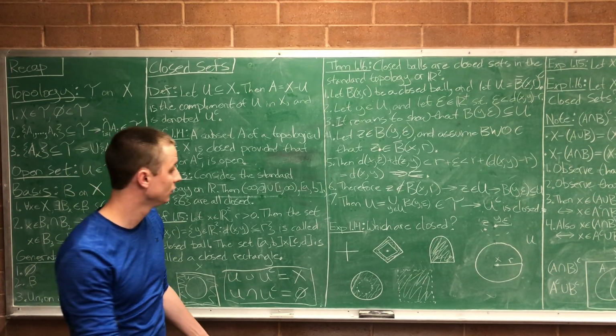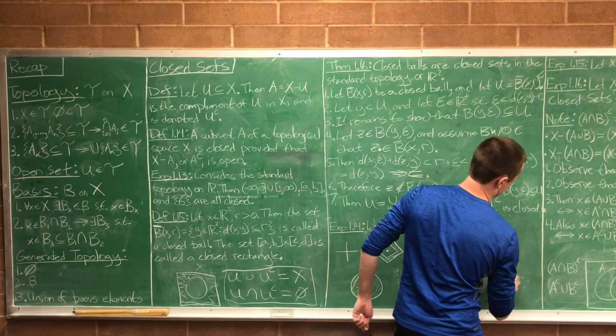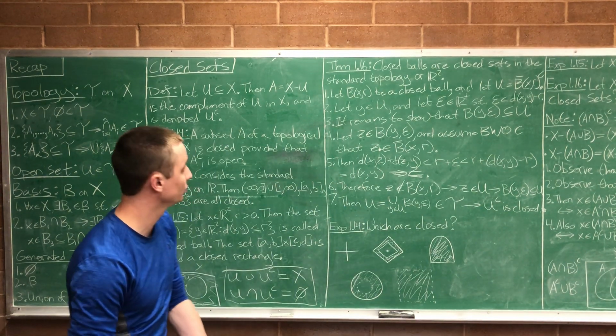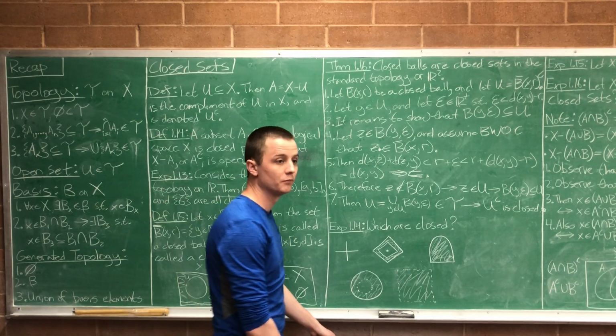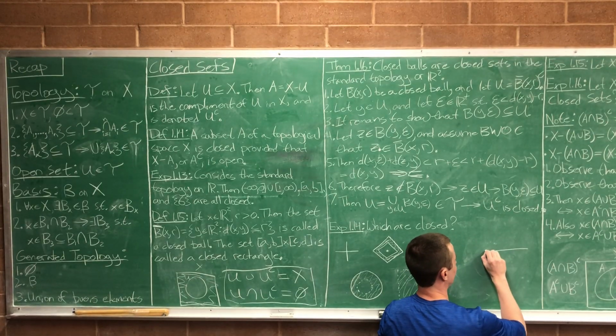No, I think it was pretty straightforward. Pretty straightforward. The proof that the book does is that closed rectangles are closed. They don't prove that closed balls are closed, but the proof's very similar. Okay. So, how would I prove that a closed rectangle is closed?